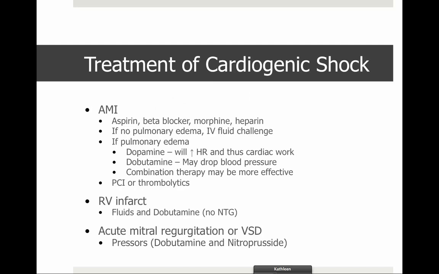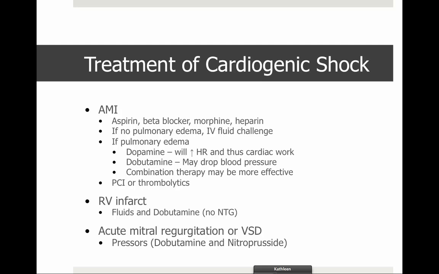So the treatment for an AMI would be aspirin, beta blockers, morphine, and heparin. If no pulmonary edema, IV fluid challenge. If pulmonary edema, dobutamine, dopamine; combination therapy may be more effective. Most patients could be going for percutaneous intervention. A stent may need to be placed, or they might require thrombolytics.